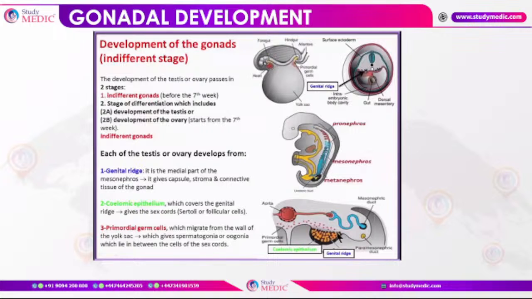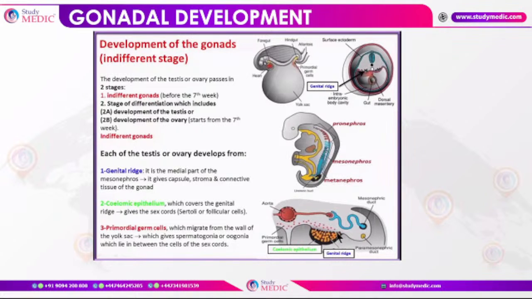Coming to the genital system development, first we need to understand that initially these gonads are indifferent. That means there's no differentiation into the male and the female gonads. So the development of either the testis or the ovary has two different stages, the indifferent stage and the different stage. The indifferent stage is seen before 7 weeks, and then the differentiation starts after 7 weeks, where this gonad gets converted into either a testis or an ovary.